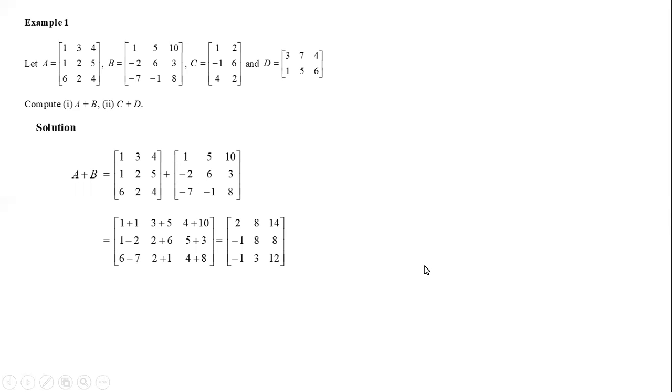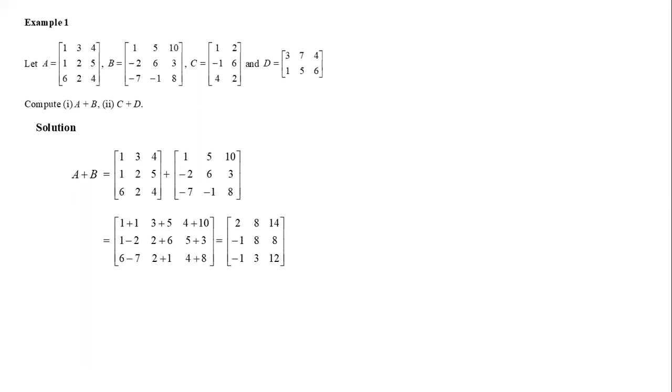Okay, it means whenever you want to add, that is the first condition. You must take note of it. It must be of the same dimension. Now, the second one, Roman figure 2, C plus D. Can we add C plus D? Can we have C plus D? No. Why? Because C is 3 by 2 and D is 2 by 3.